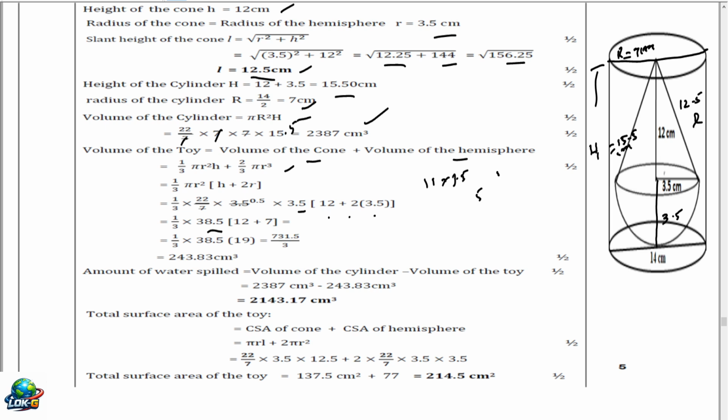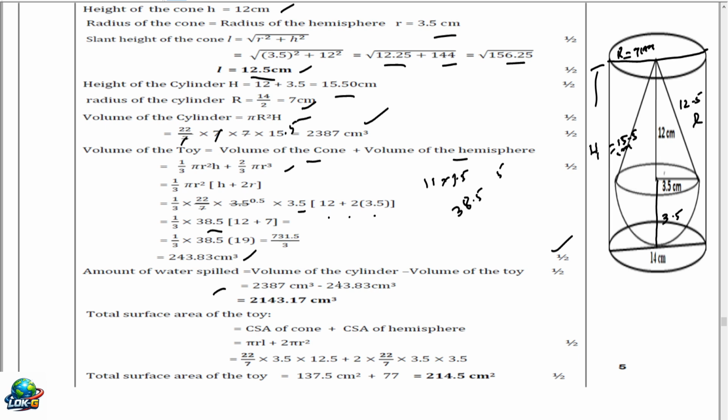11 5s are 55, carry 5, 11 3s are 33, 38.5. It's correct. 38.5. And in the bracket, you are left with 12 plus 2 into 3.5 is 7. 12 plus 7 is 19. You get 731.5 upon 3. And on cancellation, you will get 243.83 centimeter cube. This is the total volume here.